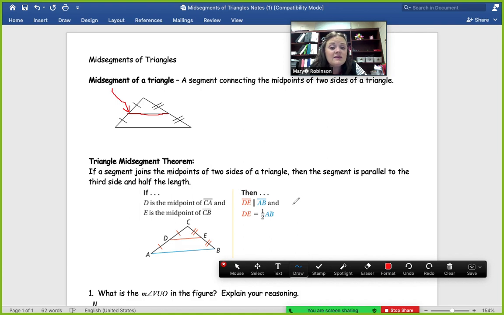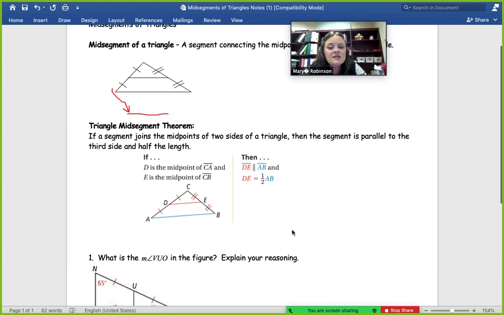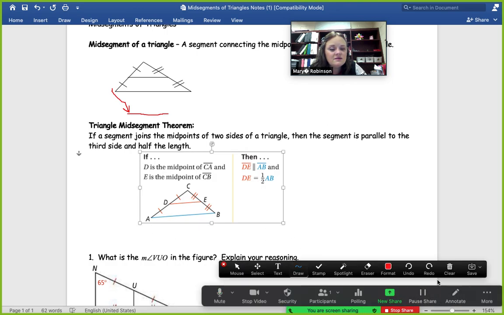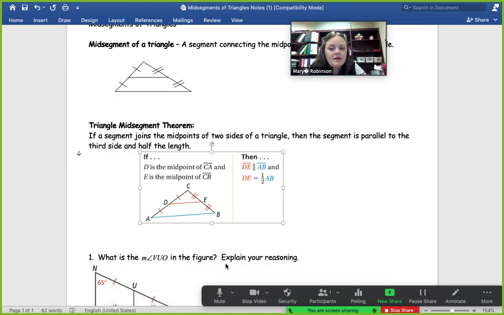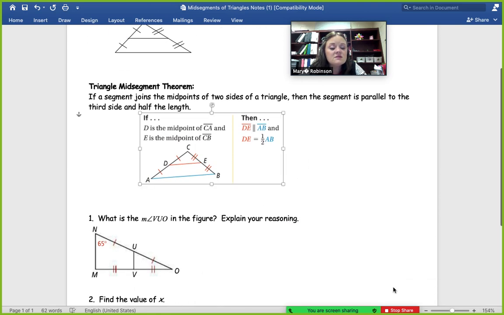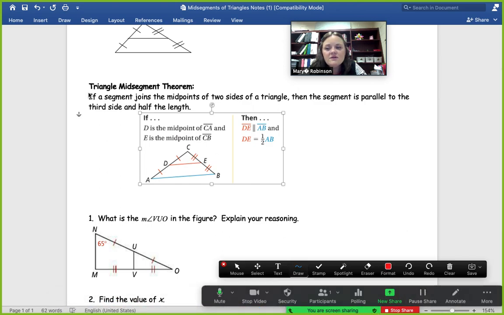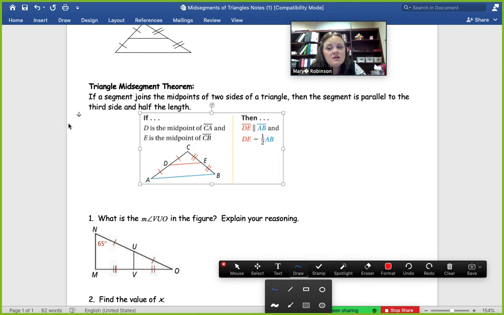So what does the mid-segment theorem tell us? Let me clear what we've got here. The mid-segment theorem is what helps us to solve things. So it says here that if a segment joins the midpoints of two sides, then the segment is parallel to the third side and it's half its length. So it's parallel. So DE is parallel to AB. If you look over here, DE parallel to AB. When you see these two vertical lines, it looks like two lines running parallel, meaning they never intersect.